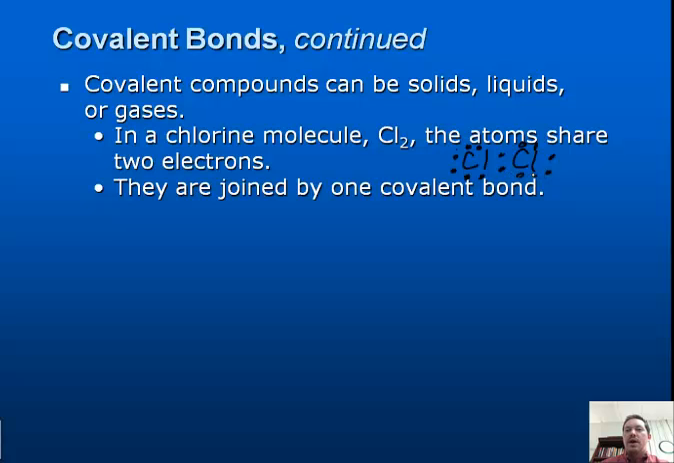So each chlorine atom has 7 valence electrons, so what happens is we get this pair that's in the middle here that's attracted to each other. So one of these is from one chlorine atom, the other one would be from the other chlorine atom, and when they're in a solution or mixed together, they will share those. So this is one covalent bond.